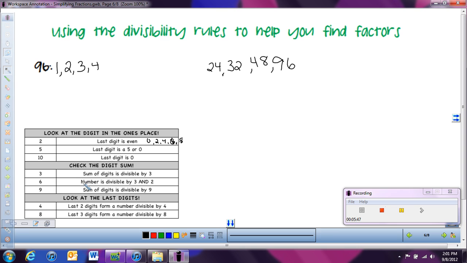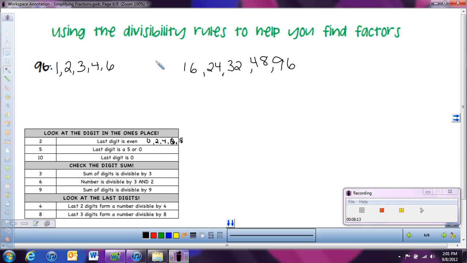Our rule for 6 says the number is divisible by 3 and 2. Well, it was divisible by 3 and 2, so that means it will also be divisible by 6. So 96 divided by 6 will give us 16. Next, we're going to try 7. There is not really any rule for 7. There is one, but it's long and complicated, so we don't usually use a rule for 7. But 96 is not divisible by 7.